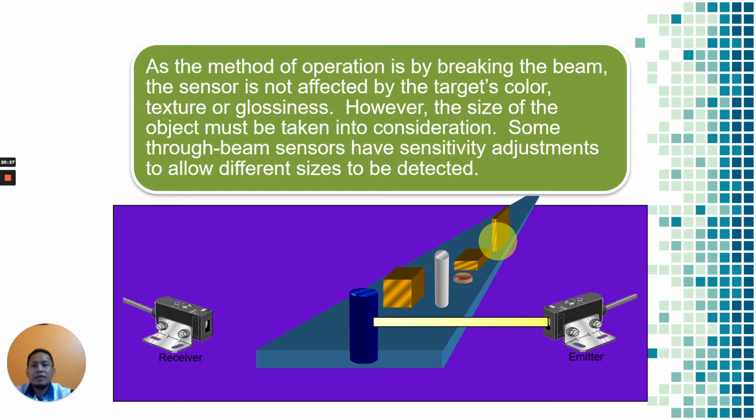As the method of operation is by breaking the beam, the sensor is not affected by the target color, texture, or glossiness. However, the size of the object must be taken into consideration. Some true beam sensors have sensitivity adjustments to allow different sizes to be detected. For example, in order to detect different objects, we can use this kind of sensor.